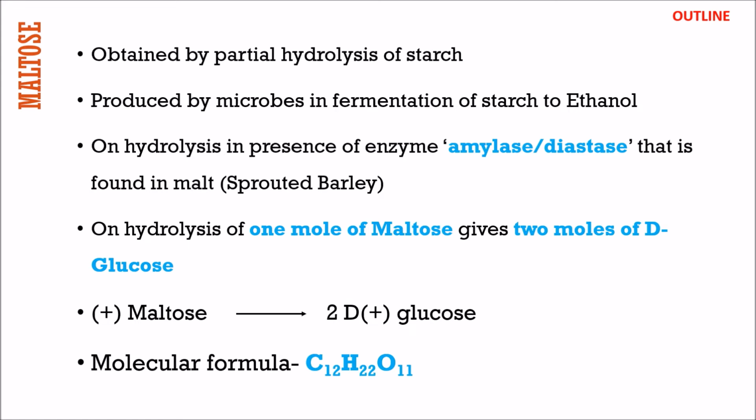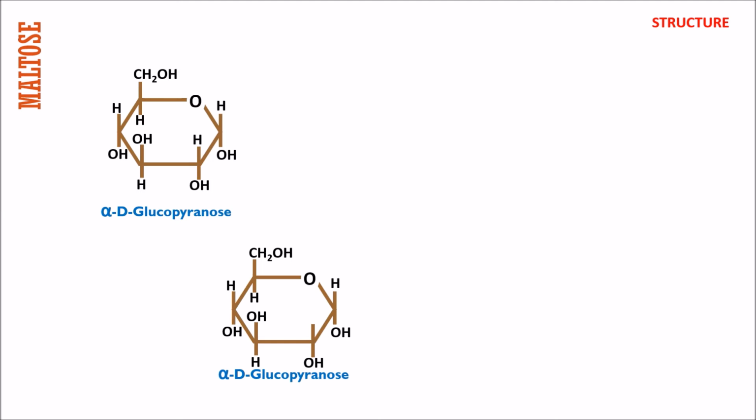On hydrolysis in presence of enzyme amylase or diastase that is found in malt, that is sprouted barley, 1 mole of maltose gives 2 moles of D-glucose, right? From combustion analysis and molecular weight determination, the molecular formula of maltose is derived as C12H22O11. Now let us see the structure of maltose.